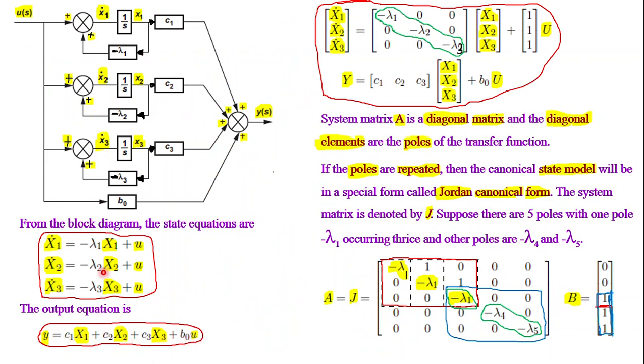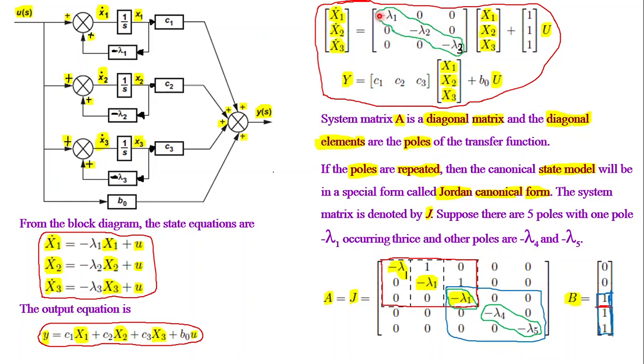So we can write the state equations and output equation in vector matrix notation. Here you can find that x1 dot depends only on x1, minus lambda 1, and u. x2 dot depends on minus lambda 2 and u. x3 dot depends on minus lambda 3 and u. That means x1 dot depends on x1 alone, x2 dot depends on x2 alone, x3 dot depends on x3 alone, apart from input. So other elements are 0. So this is a peculiar form.